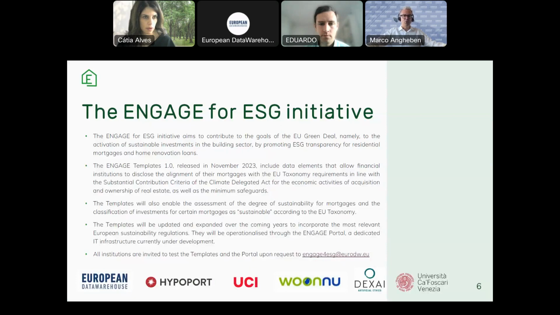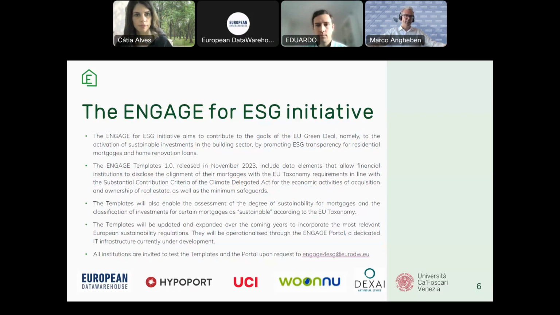Well, first of all, it aims to contribute to the goals of the Green Deal, and more specifically by promoting the transparency for residential mortgages and home loan renovations. As a first building block of the initiative, we released in November the first version of the templates, the 1.0. And the aim of these templates is really to allow financial institutions to disclose the alignment to the EU taxonomy requirements with both the substantial contribution criteria and the climate delegated act.